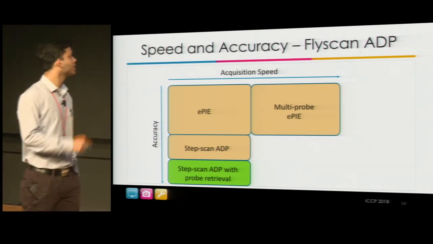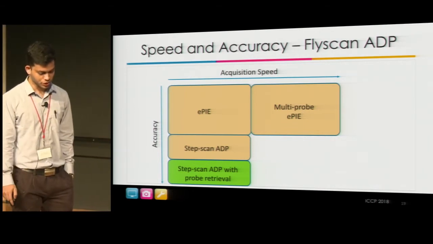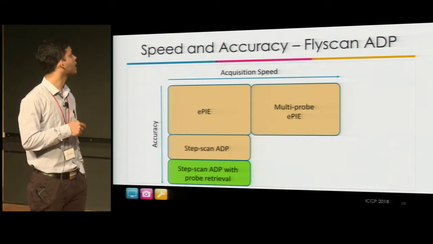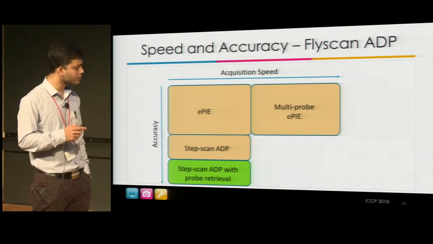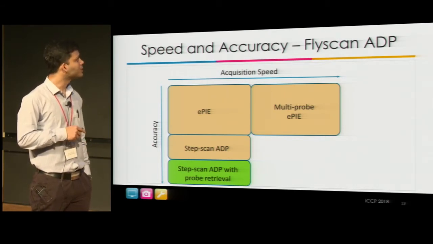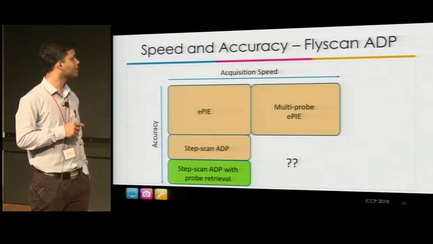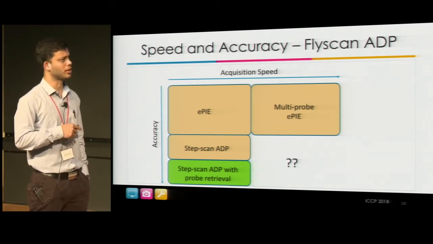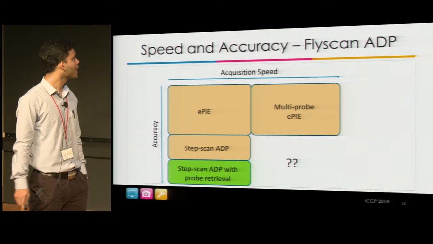So we had this plot where we positioned the different algorithms according to the regions that they cover in the accuracy versus acquisition speed plot. But wouldn't this be the best place to be? Like an algorithm that's fast in acquisition, which is Fleischer, and also gets an accuracy that's higher than multi-probe ePy.